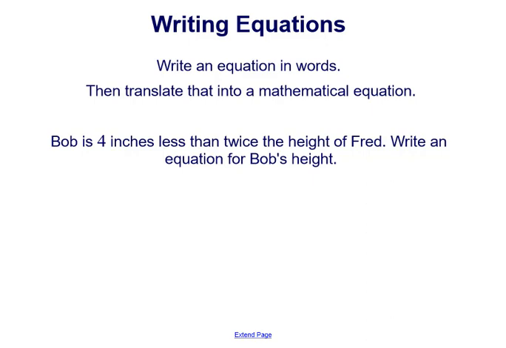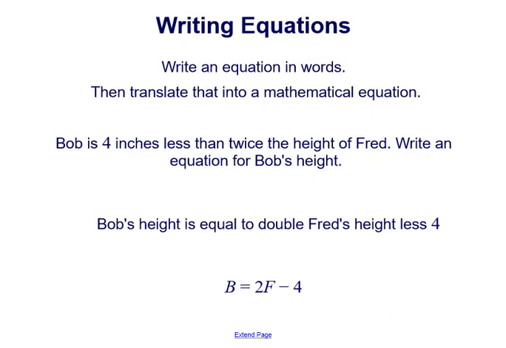Now let's look at this example. Bob is 4 inches less than twice the height of Fred. Write an equation for Bob's height. So again, we're first going to write an equation in words from these sentences and then translate that into a mathematical equation. So for Bob, we'll be more specific, and we're talking not just about Bob's weight, not Bob's eye color, not what shirt Bob is wearing. We're talking about Bob's height. Then we have "is." There's that clue word, short for "is equal to."